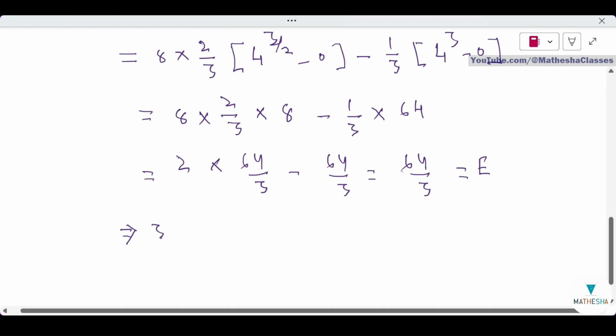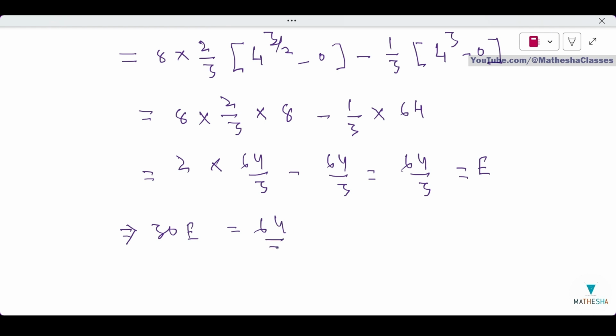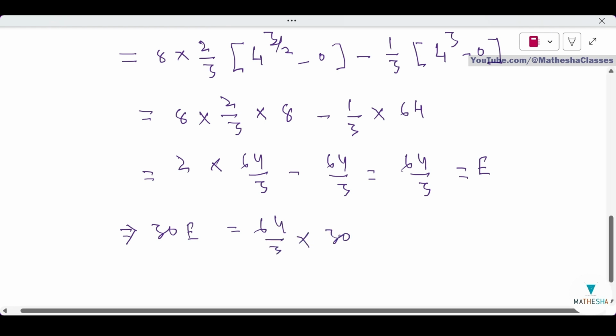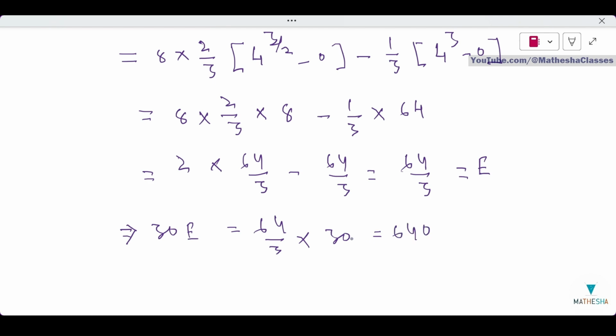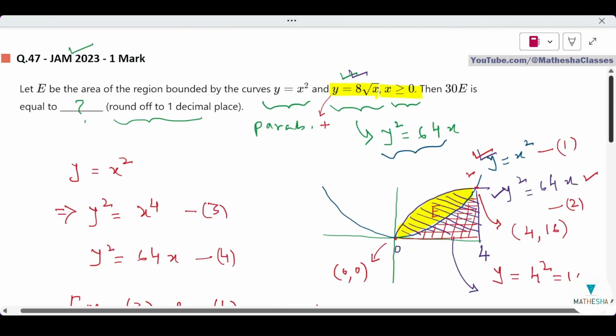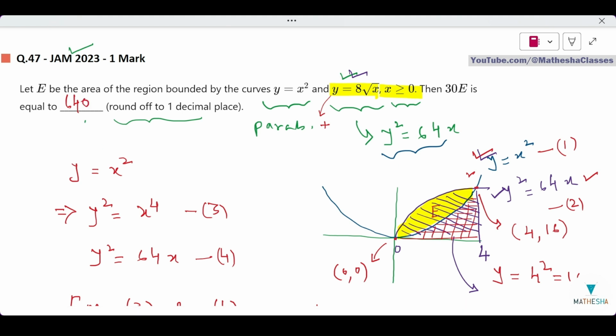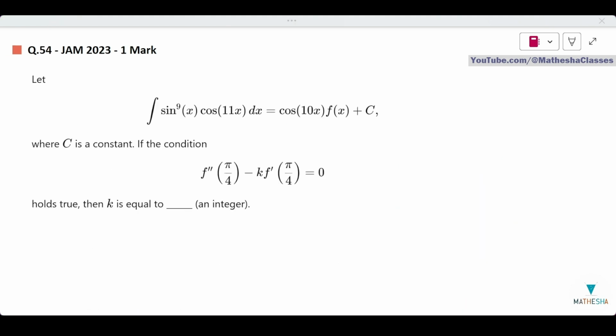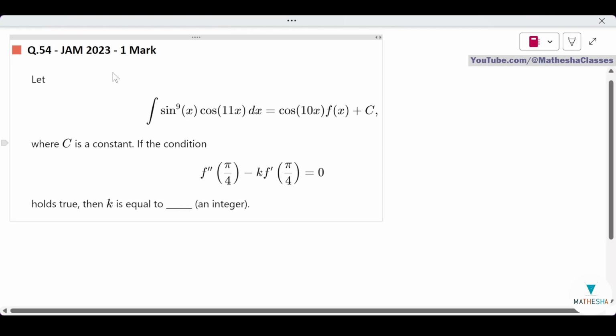So 30E will be equal to 64 by 3 into 30, that is 640. That is the answer. So the answer is 640. Okay, so let's move to the next sum.